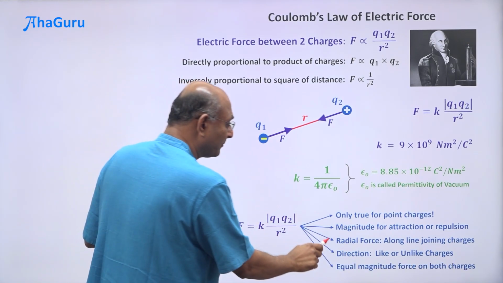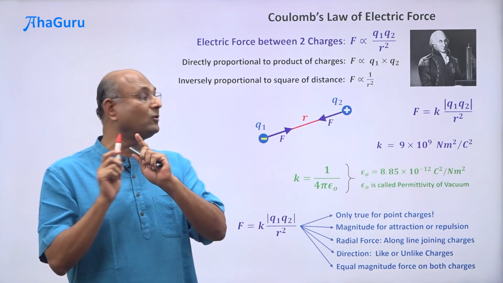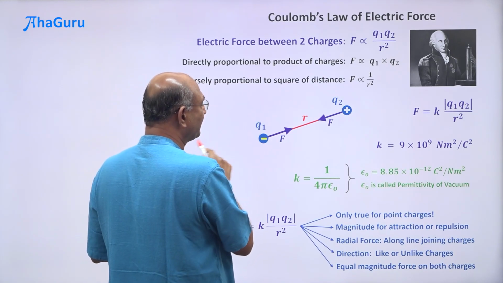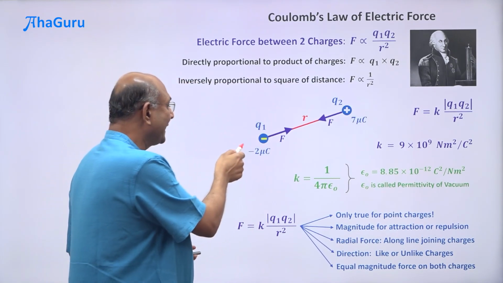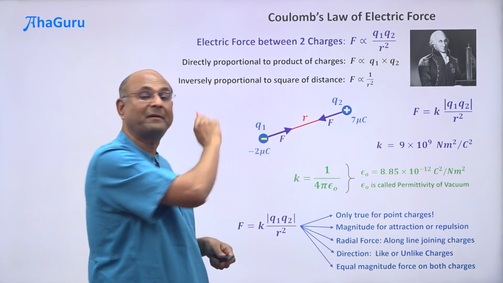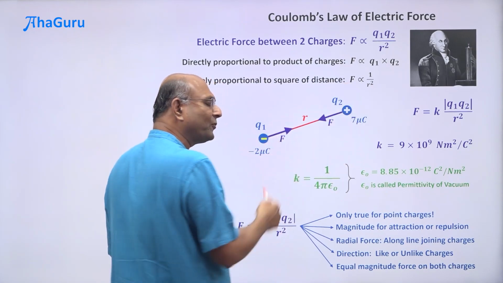Finally, remember that on both charges, the force magnitude is equal. This is also F and that is also F. Suppose I had a different charge here and a different charge, Q1, Q2, right? Minus 2 microcoulomb, plus 7 microcoulomb. Very different charges. Does that mean that this plus 7 will have more force?